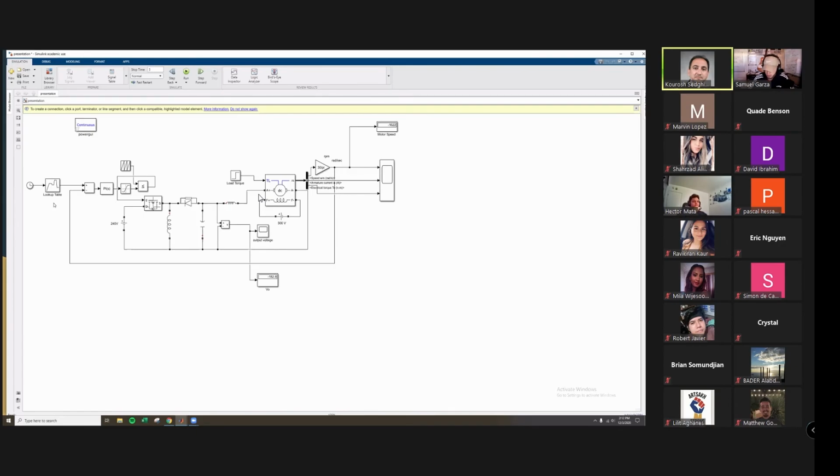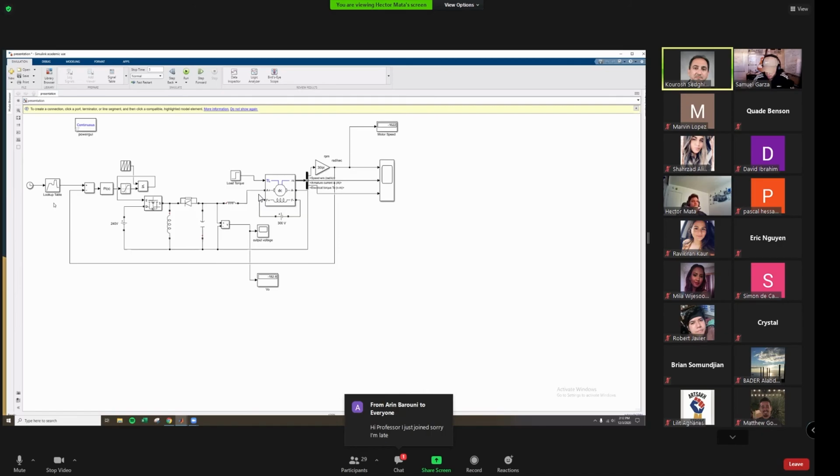Okay. So my suggestion is to remove that input, put in a constant, and try to reach that constant, whatever the set point is, 1,000 or 1,200. That would be your first goal.